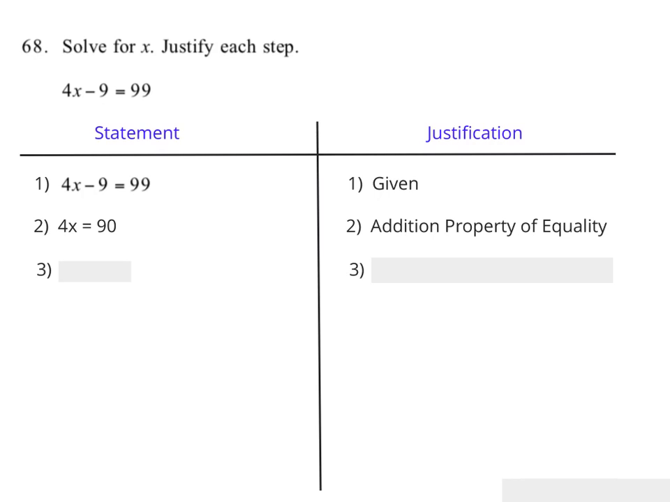And finally, what's happening to x is it's being multiplied by 4, so we need to undo that with divided by 4. We divide both sides by 4, and we get x equals 22.5. And that was the division property of equality because we divided both sides. So we've solved for x, and those were the ways that we justified each step that we did.